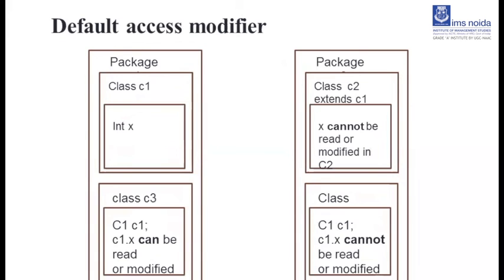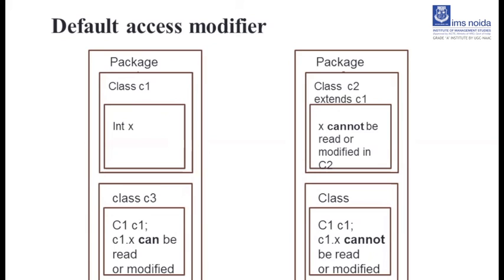Next is the default access modifier. We do not have to prefix anything for default. If something is not prefixed, then it means it is default. So there is a package with the same two classes, C1 and C3, and a variable x. Within the same package, you can access that variable in class C3.